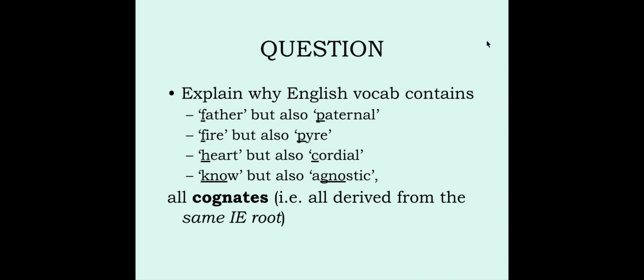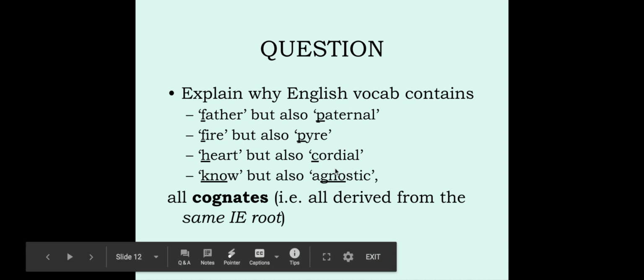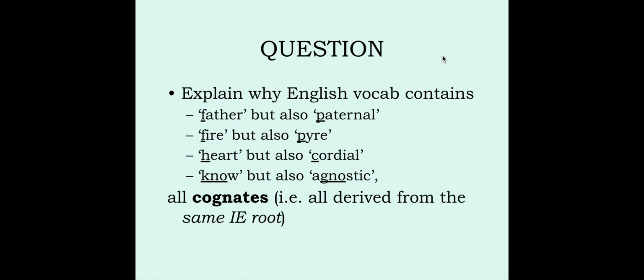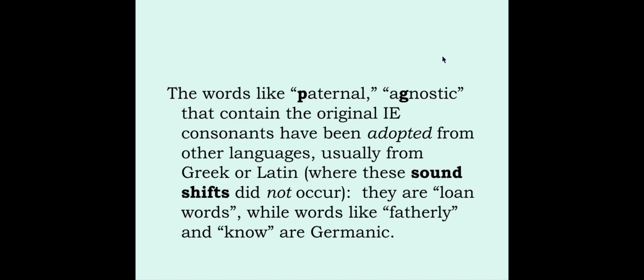English contains fire, but it also contains pyre, heart and cordial, know and agnostic. And of course, you've learned that element gno means to know. So they're really the same word and they look very similar. They go back to the same root. So how can English contain both of these two very different looking cognates? Well, the simple answer is words like paternal and agnostic that contain the original IE consonants have been adopted from other languages, usually from Greek or Latin. Right? So paternal actually comes from Latin and agnostic comes from Greek.